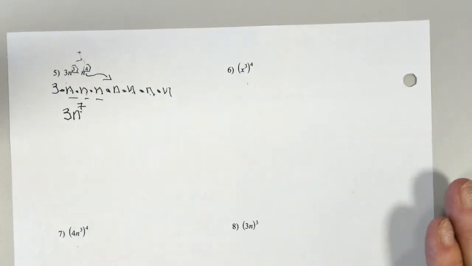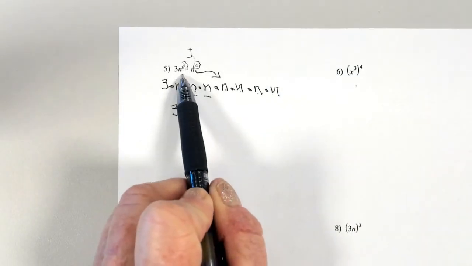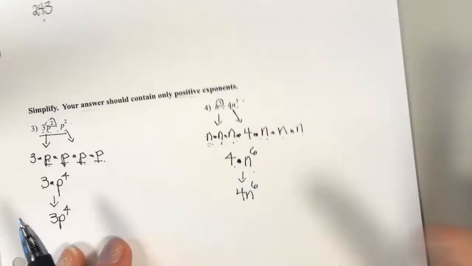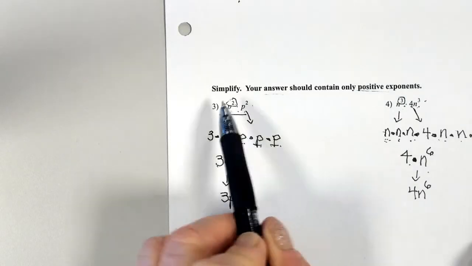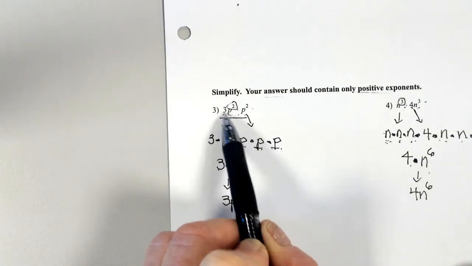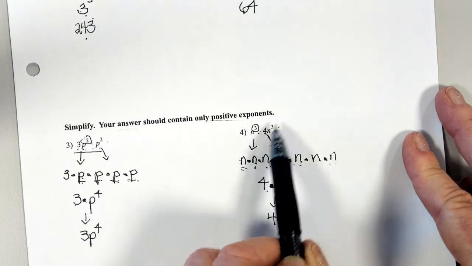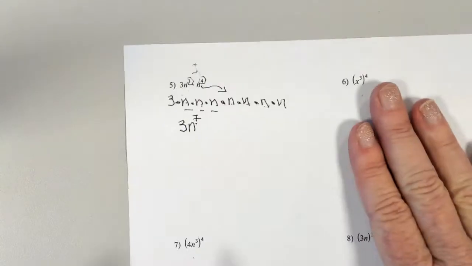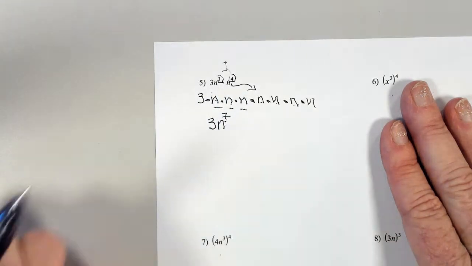Okay, so now let's look at number 6. Number 6 looks completely different than number 5, and different than number 4 and number 3. Why do I say it looks different? Well, take a look. In number 4 I simply have 3n to the power of 3 times n to the power of 4.